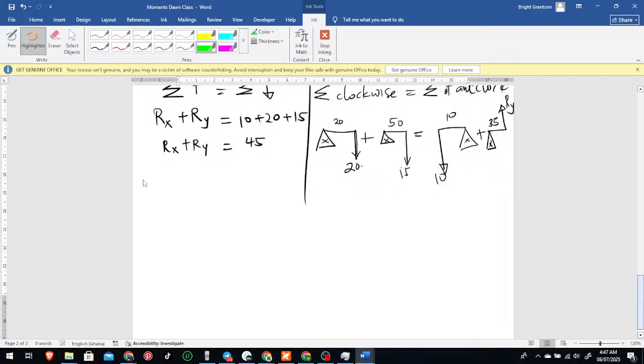So let's continue. The rest becomes simultaneous equations. So this becomes 20 times 20, plus 50 times 15. Let me write the 20 times 20, because I didn't teach you. So 20 times 20 plus 50 times 15 equals 10 times 10 plus 35 r sub y. The only thing is I make r sub y the subject. Are we okay?